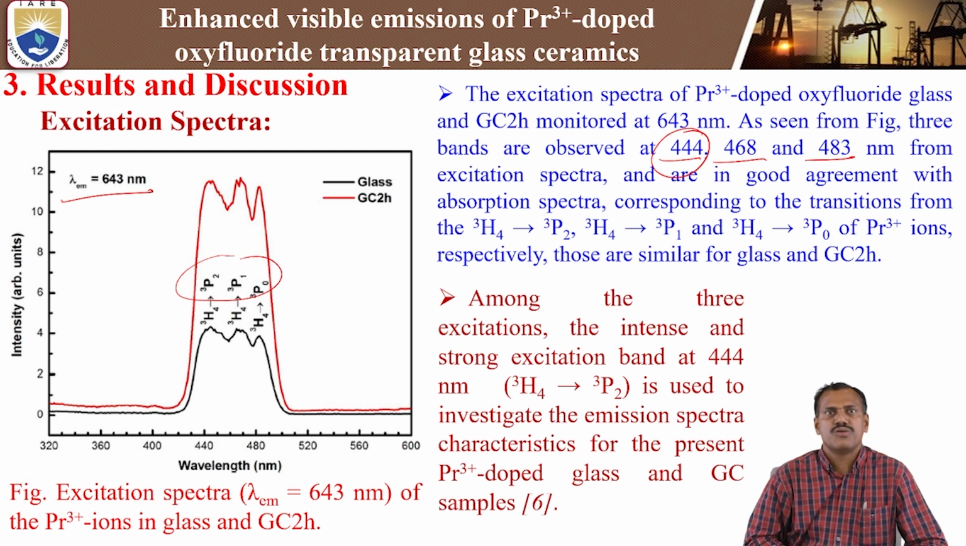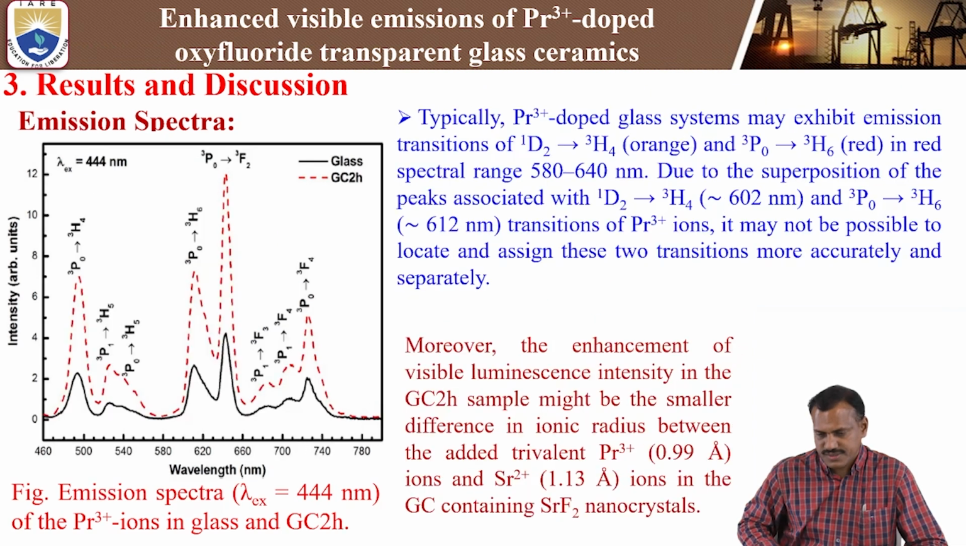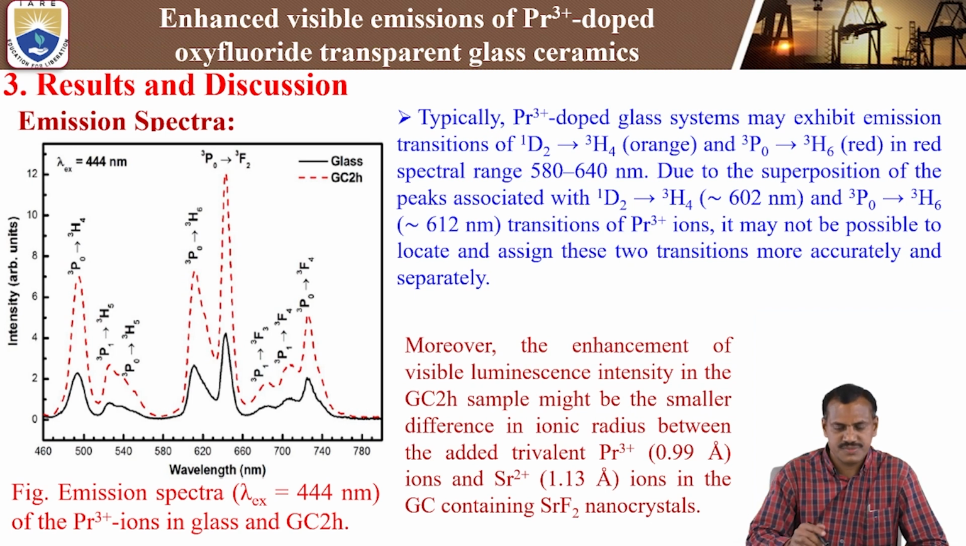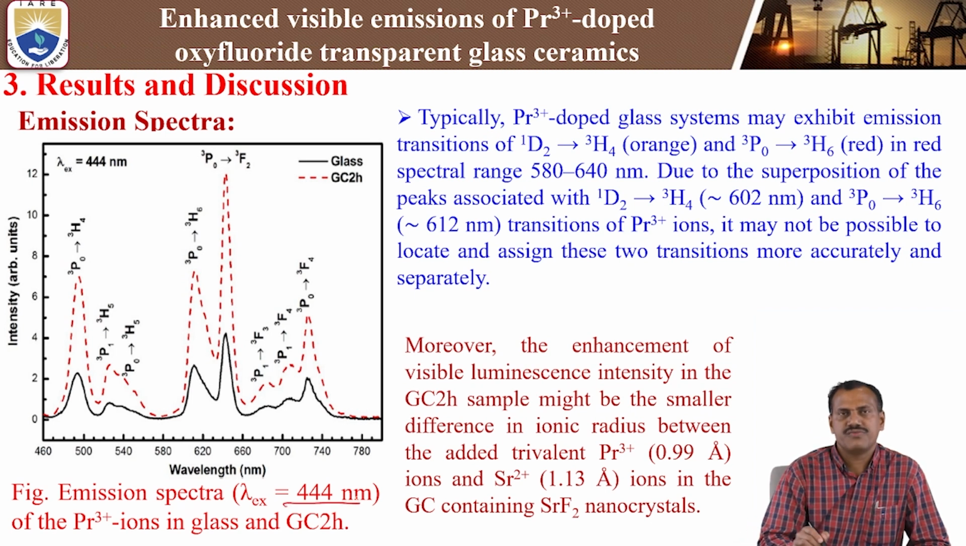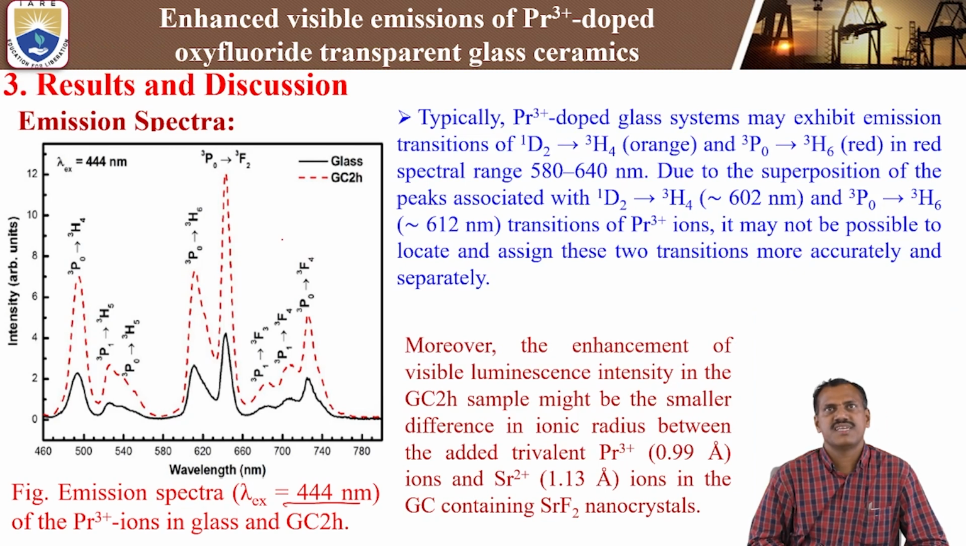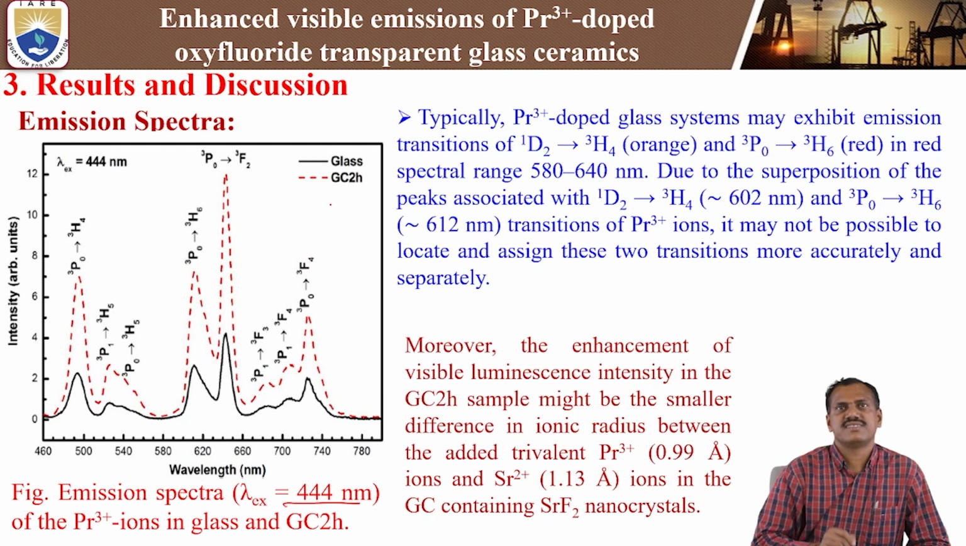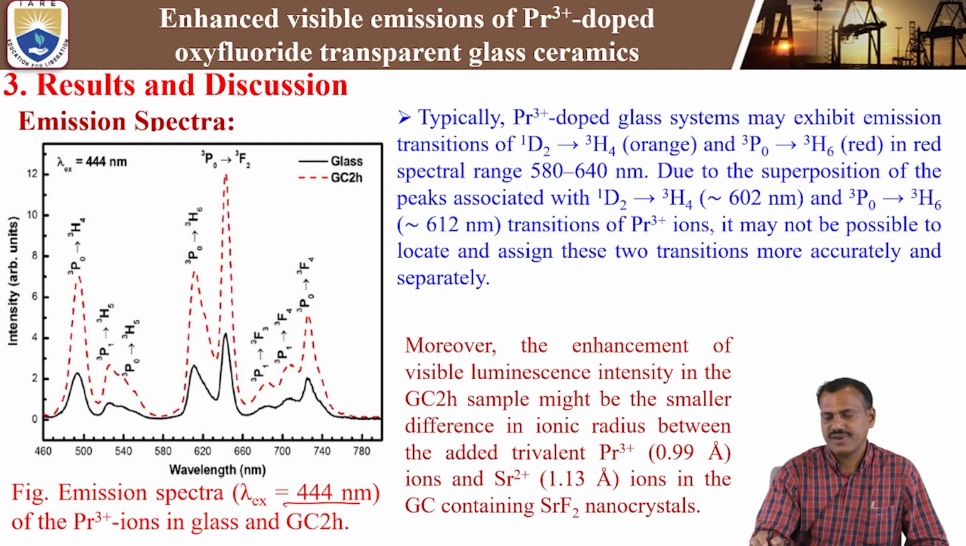This band is used to pump the emission spectra analysis. We are using 444 nanometers to pump the emission analysis. That is, we are saying the strong excitation band at 444 nanometers, for the transition 3H4 to 3P2. This is used to investigate the emission spectra characterization for the present praseodymium 3+ doped glass and glass ceramics. So this is the emission spectra of the praseodymium 3+ doped oxyfluoride transparent glass. This time we are pumping at 444 nanometers and observing the different emission channels for glass and glass ceramics.